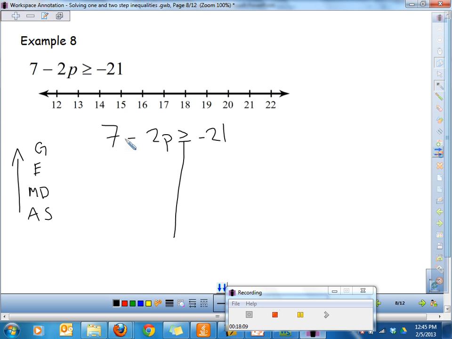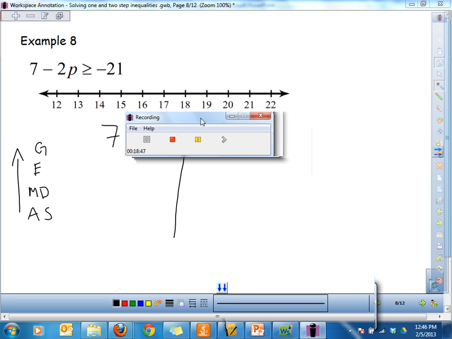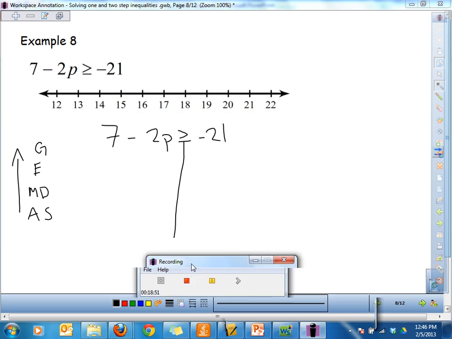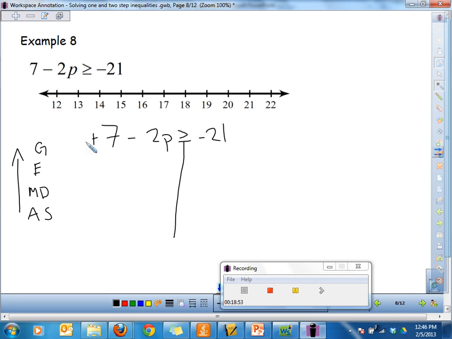Yes. Right now we're doing 7 minus 2p. So you need to get rid of this 7 first. We don't want to get rid of this 2p first. Now remember, you need to ask yourself, what is the sign in front of that 7? I'm going to use this to cover it up. In front of that 7, there's nothing, so we're going to assume that this is a positive 7. How do I undo a positive 7? I subtract 7.